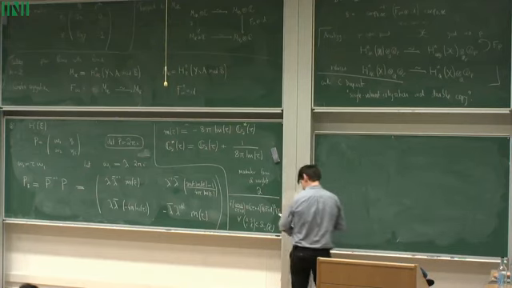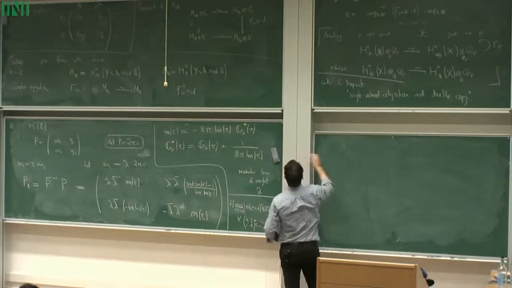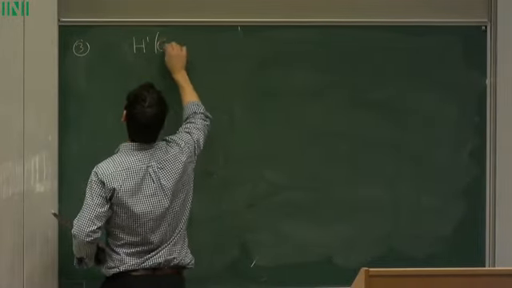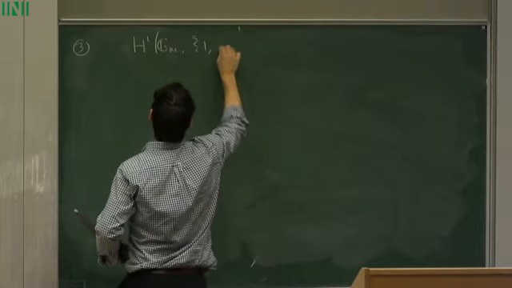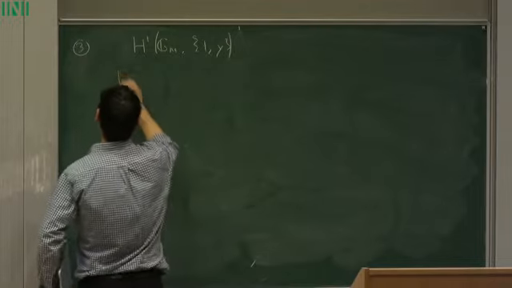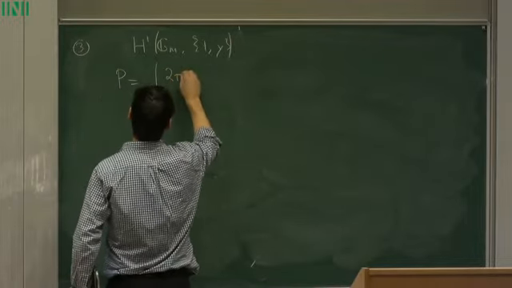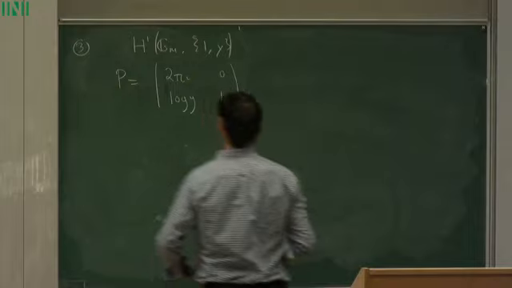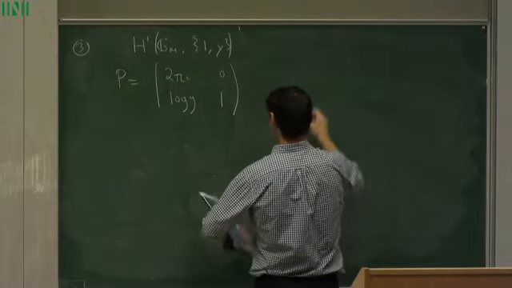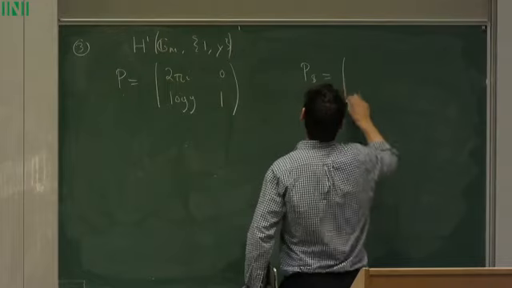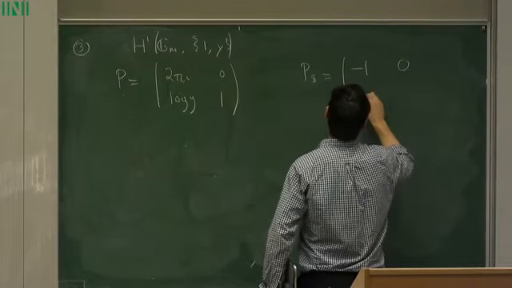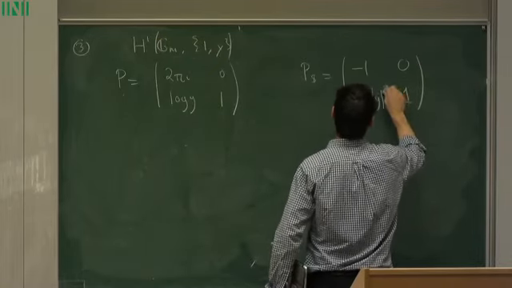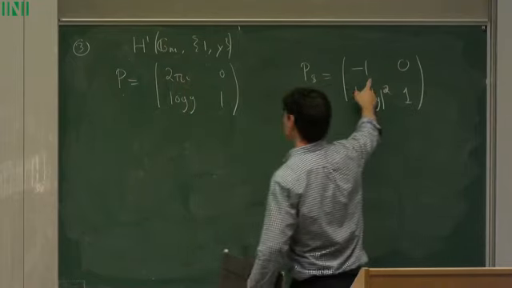Okay, and then one more example was the logarithm, H1 of Gm, 1 comma y. Then the period matrix was 2 pi i, log y, 1, 0, and hopefully the single valued period matrix is -1, 0, log y squared, 1. So again, we see the single valued version of 2 pi i is -1, so that's good.